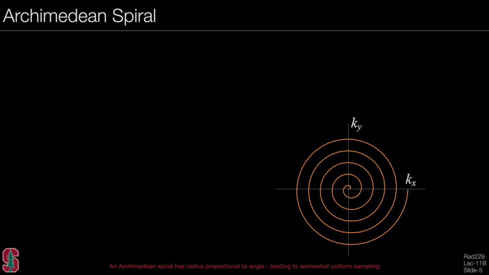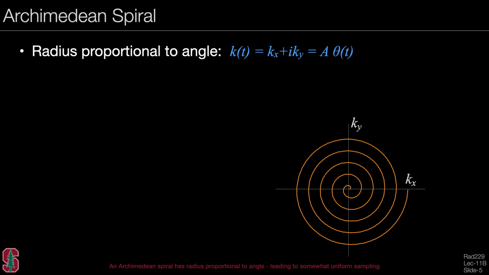Here we start with an Archimedean spiral. The radius is proportional to the angle that we have rotated around the origin. If we express the k-space location as kx plus i times ky, we can use complex numbers and express k is equal to a times the angle theta, and theta is a function of time.